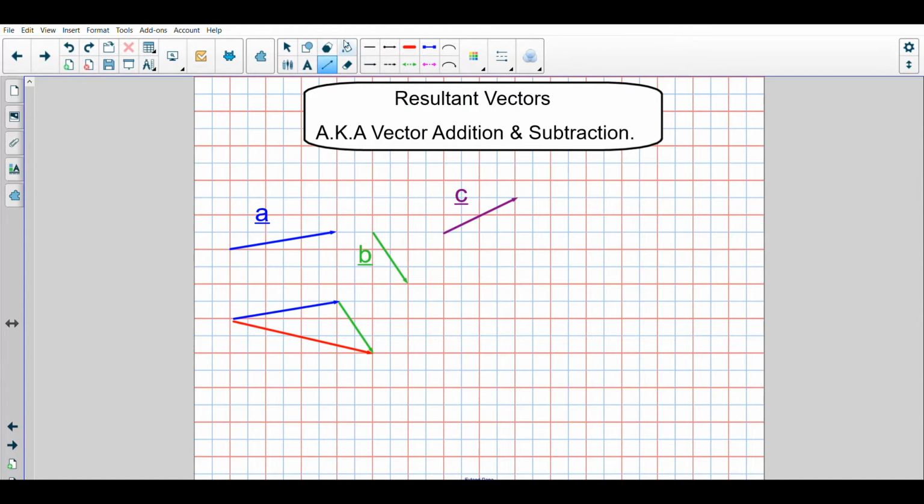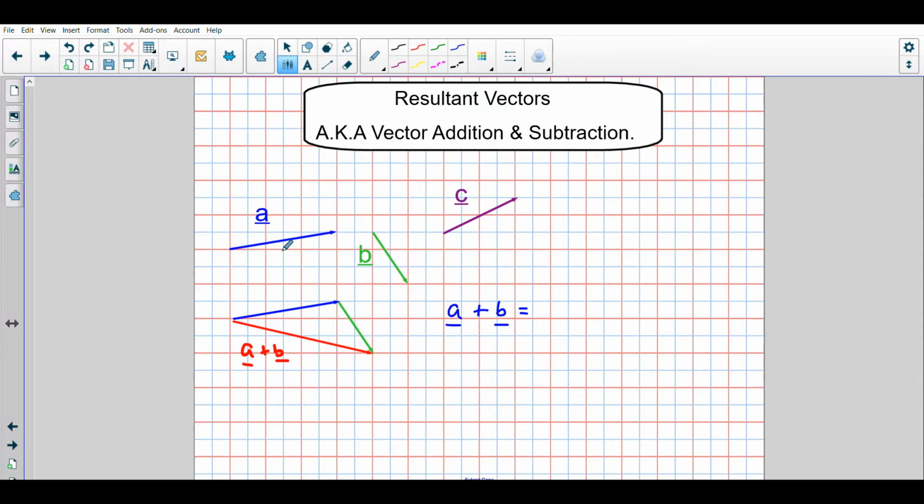So this red one is A plus B. The answer is the red one. Now, we've been looking at column vectors, so we can actually do this without drawing the diagrams if we want to. We can do it by saying, well, we're doing A plus B.